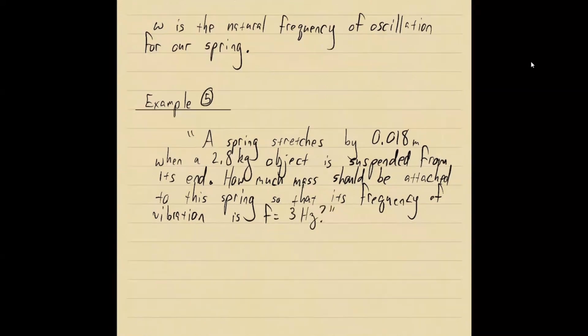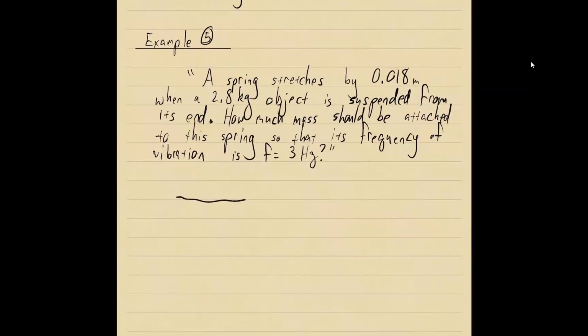Right. So we've got our ceiling, or whatever this is suspended to. We've got our spring that's hanging down. It's got some mass hanging on the end of it. And there's a couple forces acting on this mass, right? There's the spring force pulling up and the weight pulling down, mg, right?